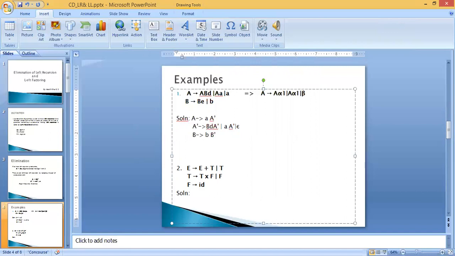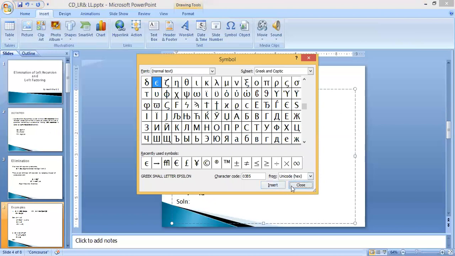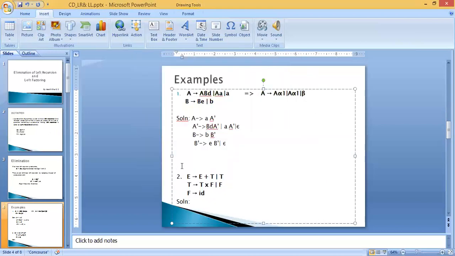Since you have introduced a new non-terminal B dash, we will be writing the definition for it. What is B dash? B dash is nothing but, write the alpha part first. What is the alpha part? Alpha part is just E. Again it should be followed by the same new non-terminal, B dash. Then what should you write over here? It is epsilon. So I will be introducing the epsilon over here. Okay, so this is how you write the non-left recursive grammar.